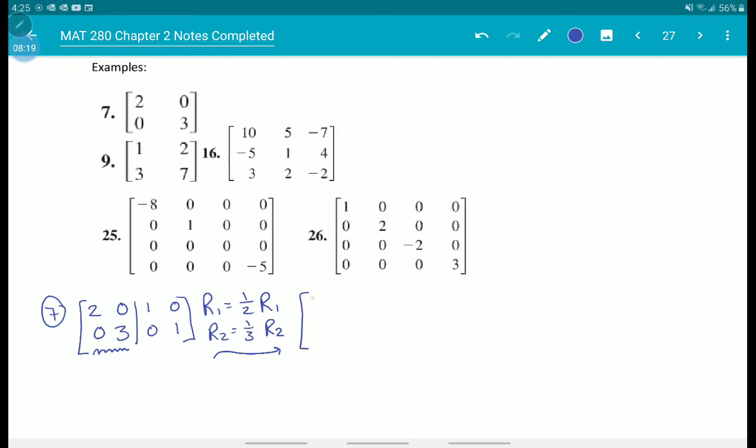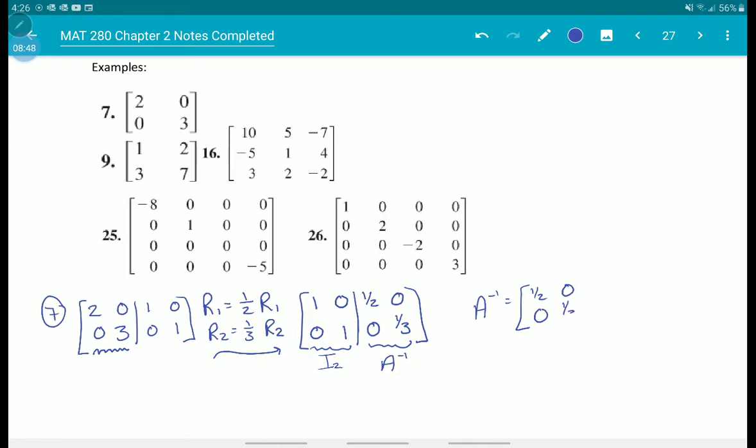So if we do that, that first row will end up being 1, 0, 1/2, 0. The second row is 0, 1, 0, 1/3. So there's that identity we were talking about. This is for a 2 by 2. This will be our inverse matrix. So in this case, our inverse will be equal to 1/2, 0, 0, 1/3. This one was a nice simple one because we started with a diagonal matrix.